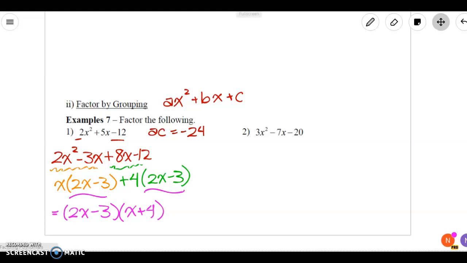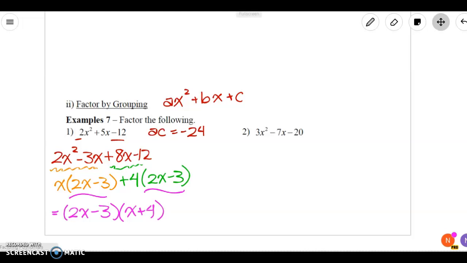To test this, I can multiply it back out, 2x minus 3, and multiply it by x plus 4, use distributive property to get all four terms and combine like terms. You should be able to get back to 2x squared plus 5x minus 12. Let's do the same thing on the second example, but go just a little bit faster.